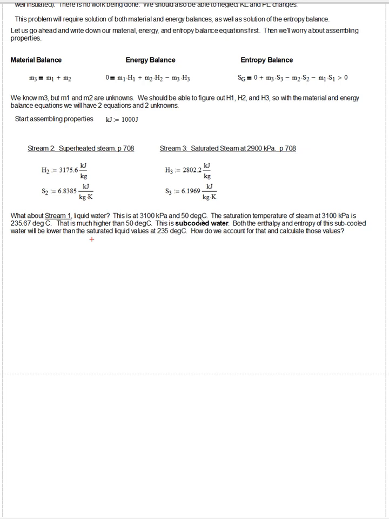3100 kilopascals, 50 degrees C. If we go to the steam tables, and in fact it's on page 708 as well, we find that the saturation temperature is 235.67 degrees C. That's a lot higher than 50 degrees C. So what that means is this stream 1 is what we call subcooled water.